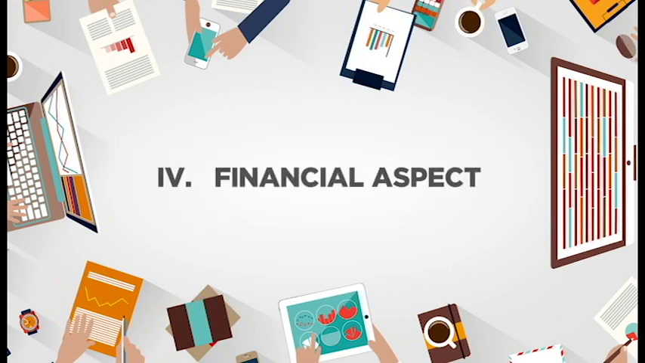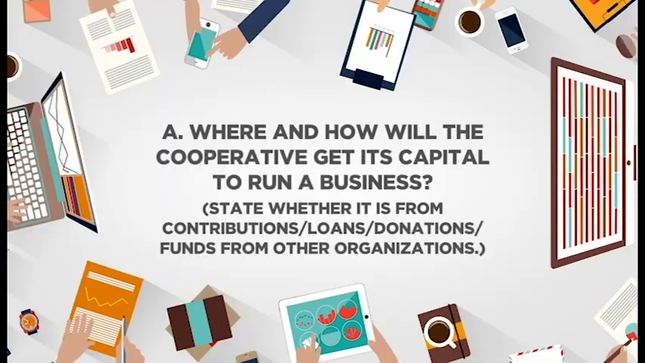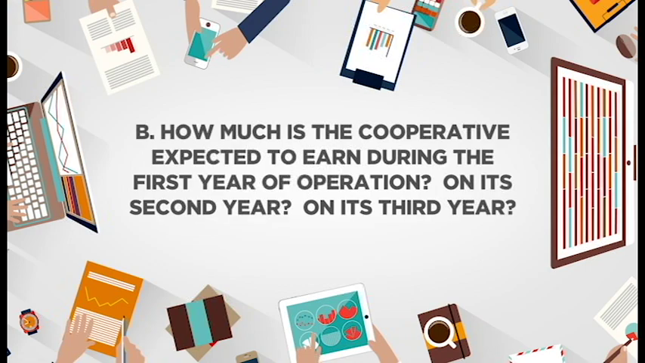Part 4, financial aspect, that will answer the following questions. Where and how will the cooperatives get its capital to run a business? State whether it is from contributions or loans or donations or funds from other organizations. How much is the cooperative expected to earn during the first year of operation? On its second year? On its third year?